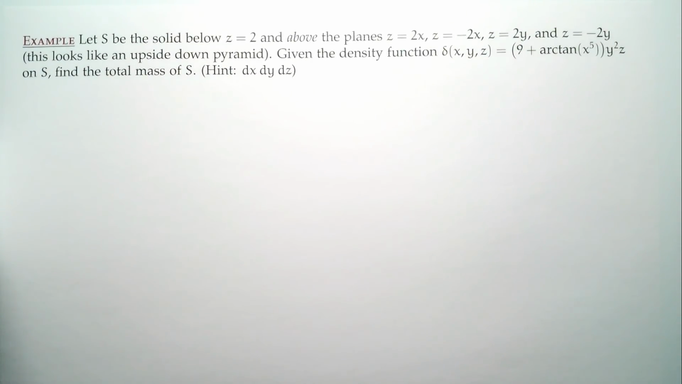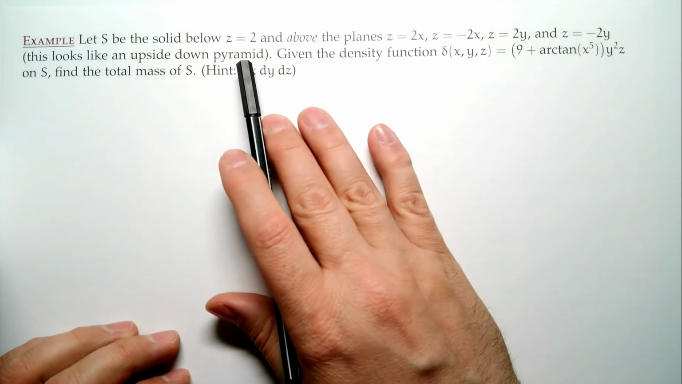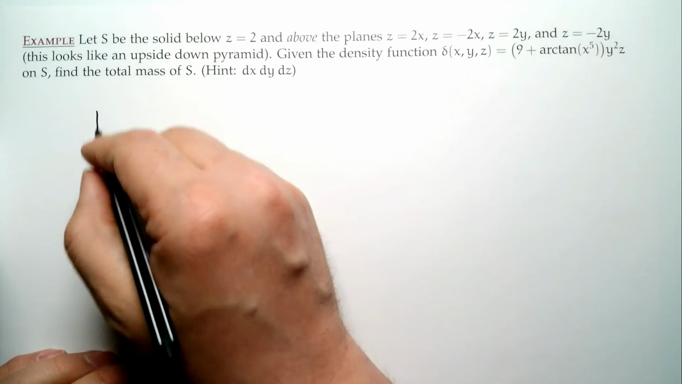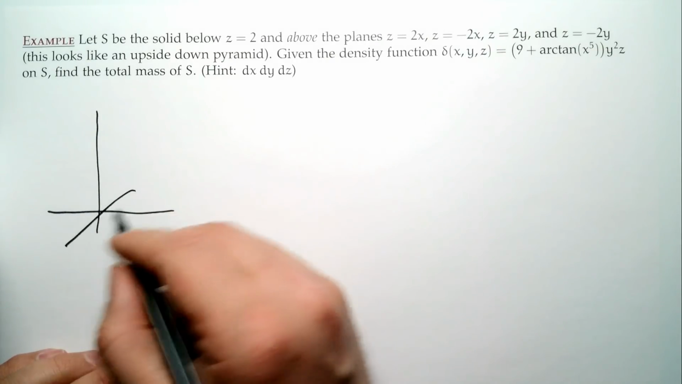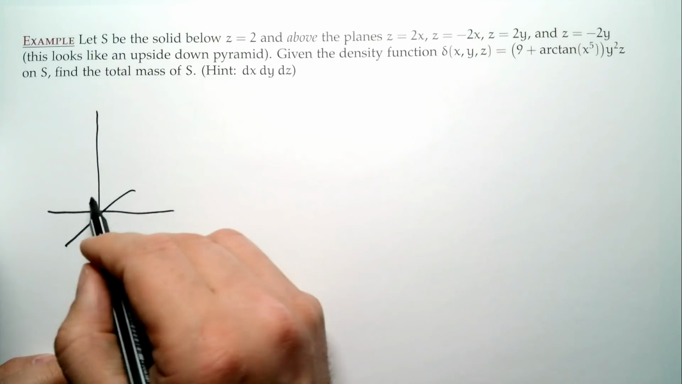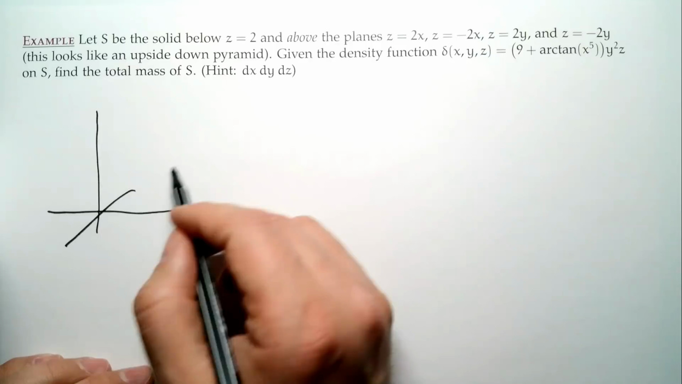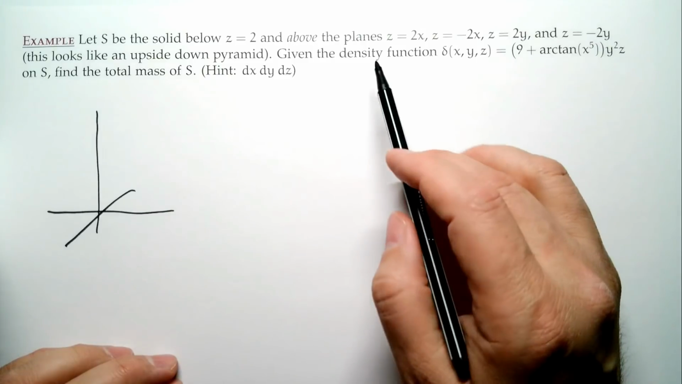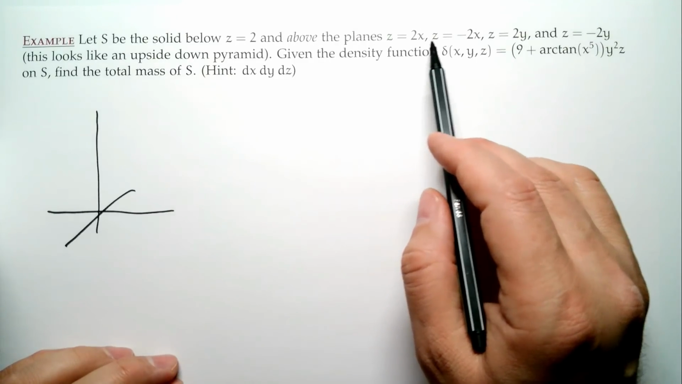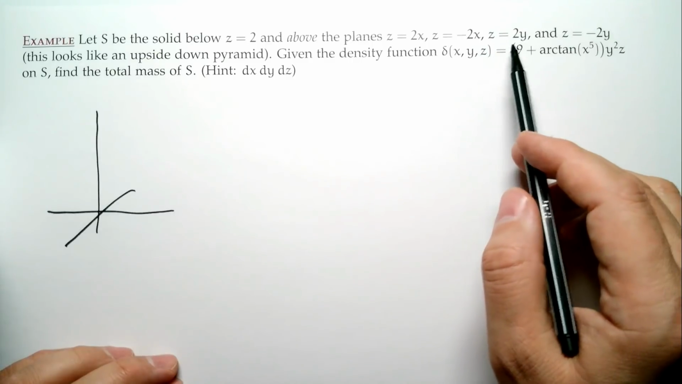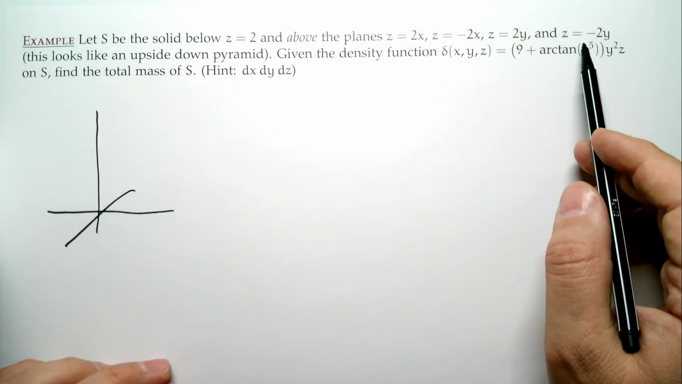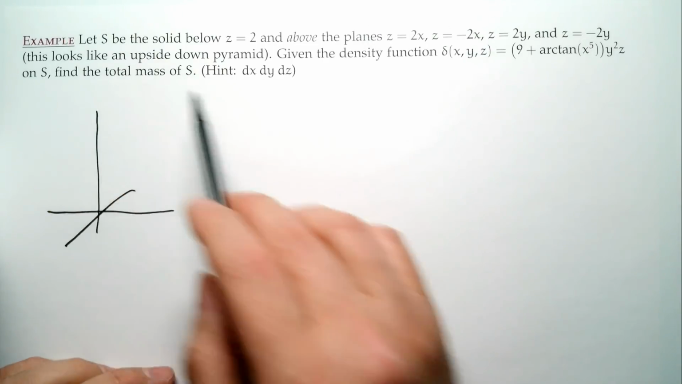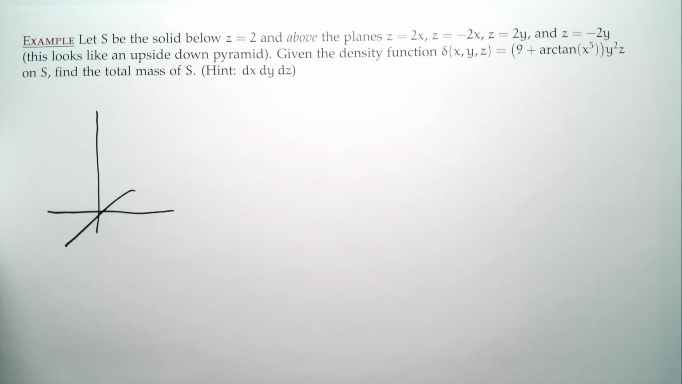Okay, so suppose S is a solid below the plane z equals 2. Now that part's not too hard to understand. So if I'm drawing in my space here, z equals 2, what's happening is down here, the xy plane is z equals 0. So I'm up here, z equals 2. All right, so I'm below z equals 2, and I'm above a lot of other planes: z equals 2x, z equals minus 2x, z equals 2y, z equals minus 2y.